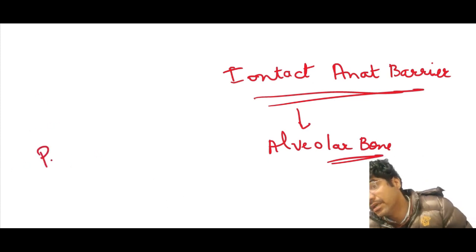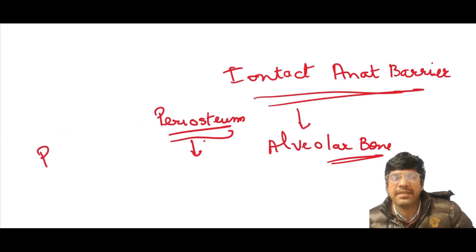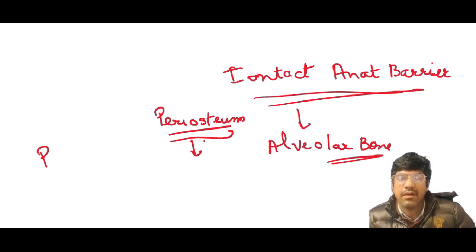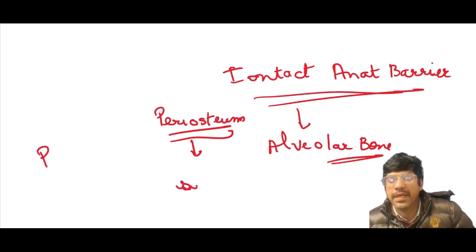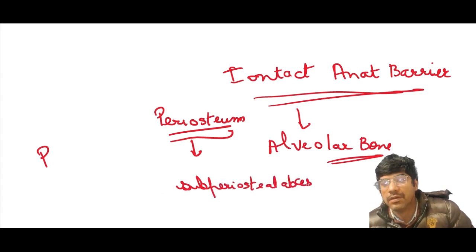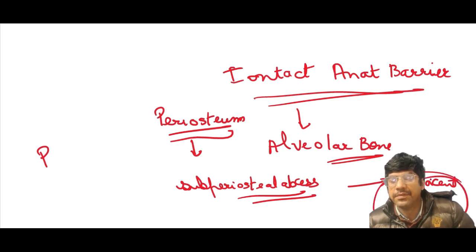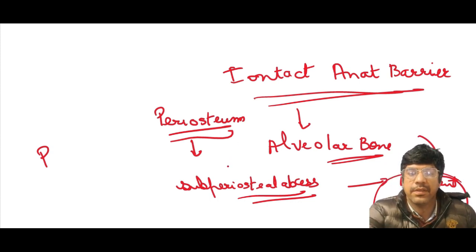The second is the periosteum. The periosteum provides a limited resistance against infection. So it can lead to formation of subperiosteal abscess, or it can travel into the adjacent muscles, fascia. That could be the next localization site for the infection.